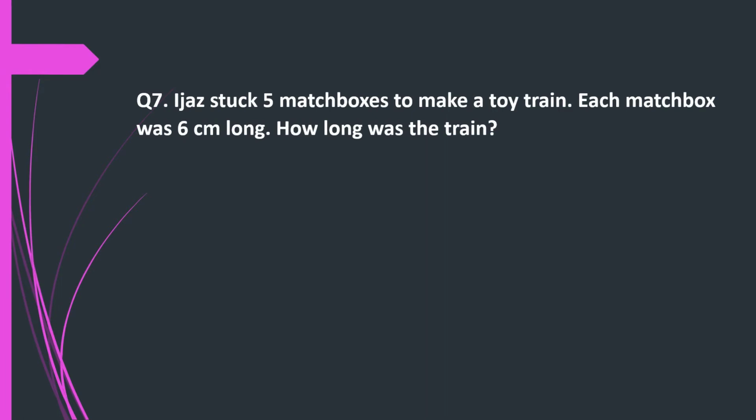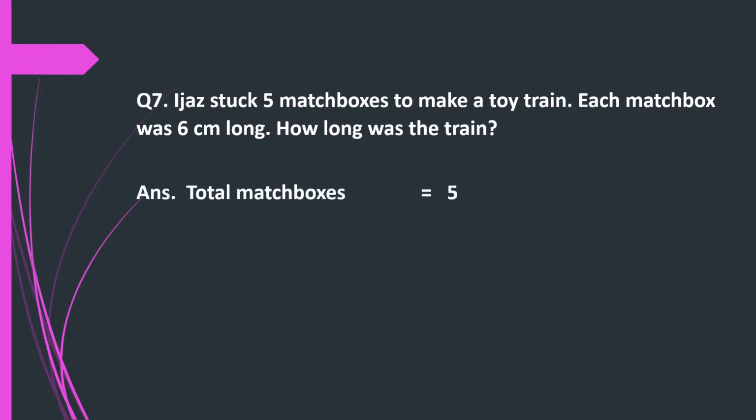Now see the question 7, children. Izaz stuck 5 matchboxes to make a toy train. Each matchbox was 6 centimeters long. How long was the train? Now the question says here that Izaz is having a toy train which is made up of 5 matchboxes. Single toy train is made and it is made up of 5 matchboxes. By joining the 5 matchboxes, a toy train is made. Now the length of each matchbox is given, that is 6 centimeters. So you have to find out the total length of the train, or how long was the train.